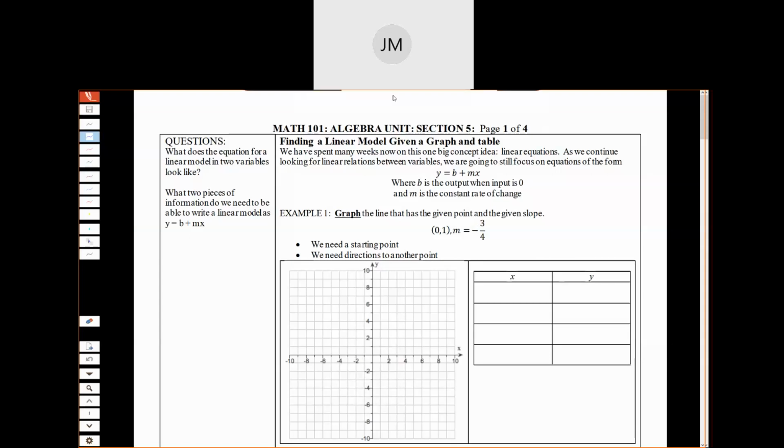Okay, so this is section 4.5, and what we're going to be doing here is finding a linear model. A lot of it's going to be finding the equation of a line, but what we want to do is think about the idea of modeling with this. So we're going to be looking at some idea in context and using our equation to model what's going on.